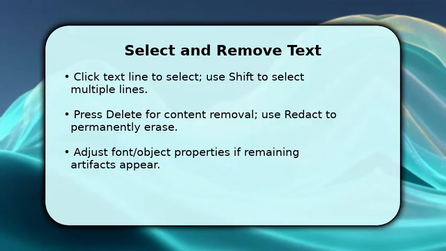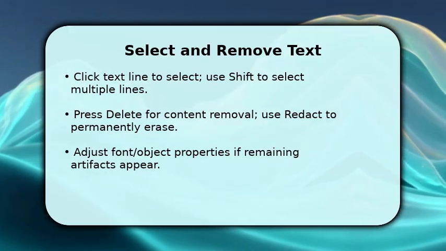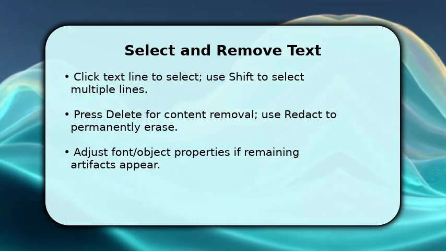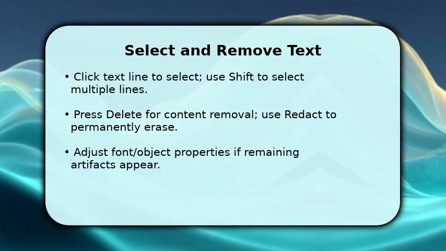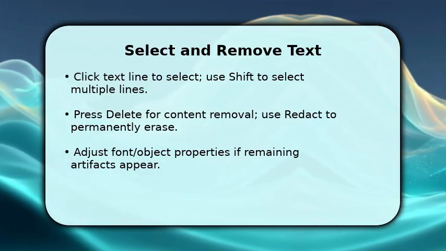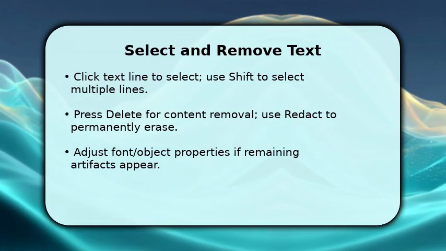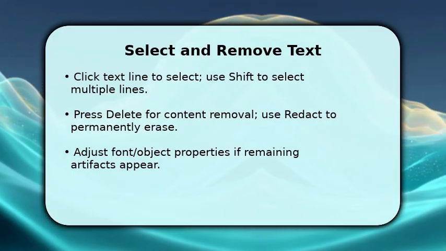If you need permanent, non-recoverable removal, use Redaction. Create redaction areas, apply them, and choose Mark and Apply to burn the change into the PDF. Make sure to inspect the surrounding layout, because text frames may shift after removal.